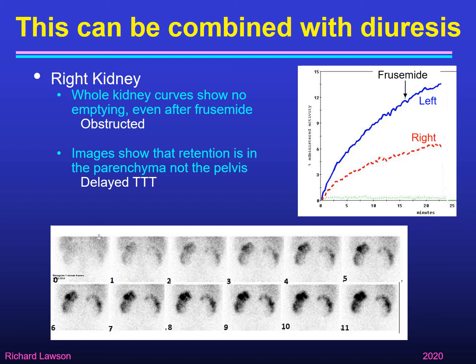You can see here in the right kidney the curve goes up and up and up, and even after furosemide it doesn't empty, indicating that that is an obstructed system. But if you look at the images, you can clearly see the parenchyma early on. The parenchyma continues to concentrate, and even towards the end of the study the pelvis is not filling. So it's a delayed TTT. The activity doesn't move from the parenchyma into the pelvis. And indeed the same pattern is also true in the left kidney.